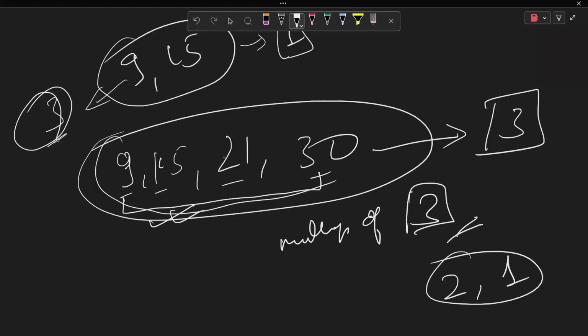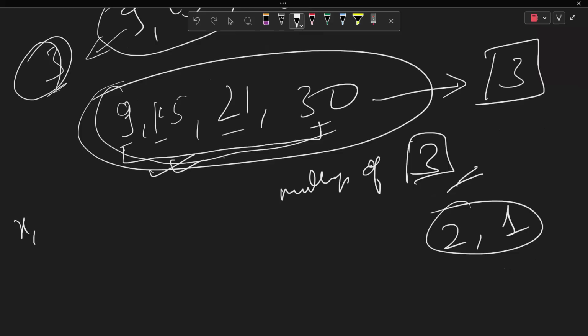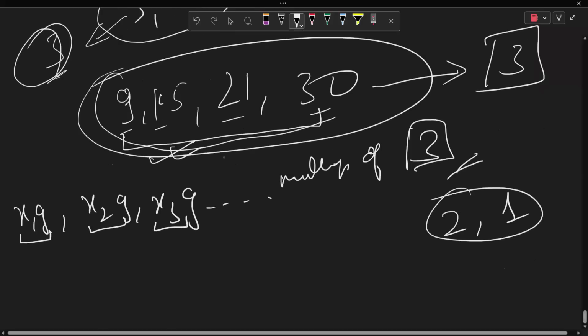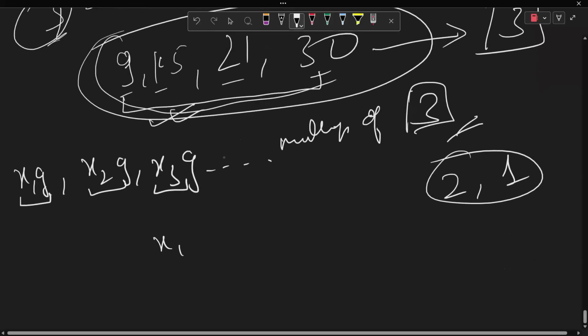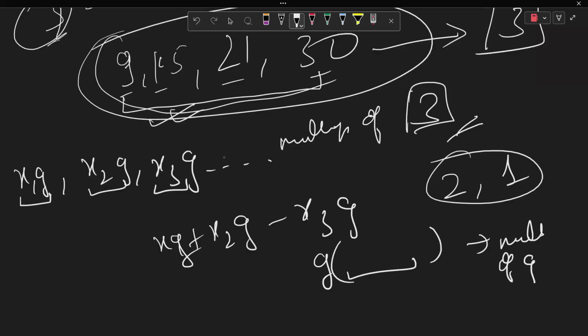And if you need a proof, let's suppose the GCD of all these numbers is G. It means all the numbers are x1 times G, x2 times G, x3 times G, and so on, if you have n numbers. If you divide them by G, you get x1, x2, x3. So all the numbers can be written in the form of these. So whatever you do, x1 plus x2 G minus x3 G, you can take a G common and some integers here. So the resultant would always be a multiple of the GCD of all the numbers.